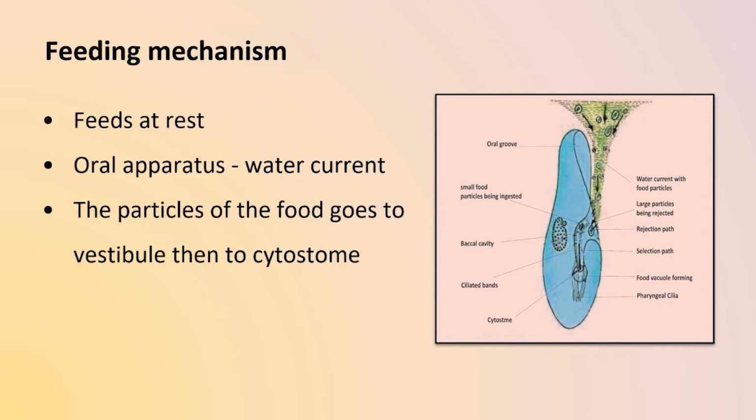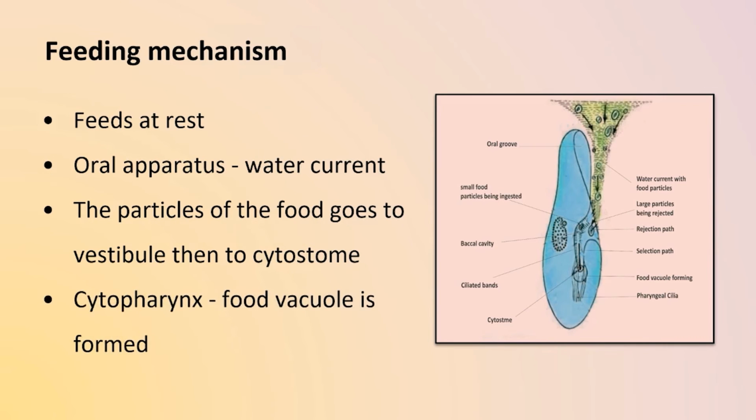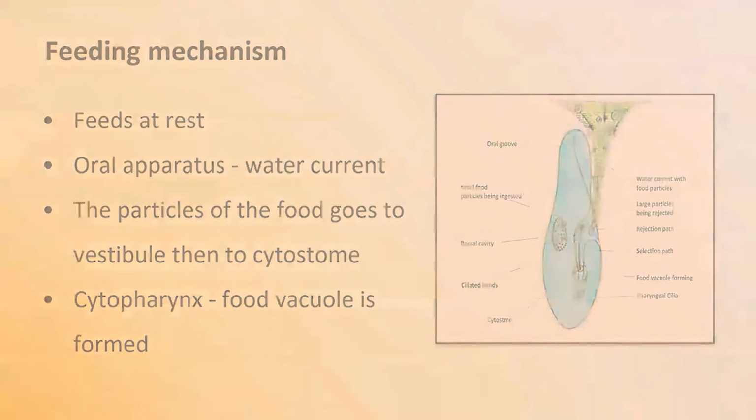The particles of food then go to the vestibule, from where some food particles are rejected and thrown out, but others pass into the cytostome. At the end of the cytopharynx, a food vacuole is formed and filled with particles of food. When the food vacuole reaches a certain size, it is pinched off and starts its course in the Paramecium. The food vacuole contains some water besides the food.